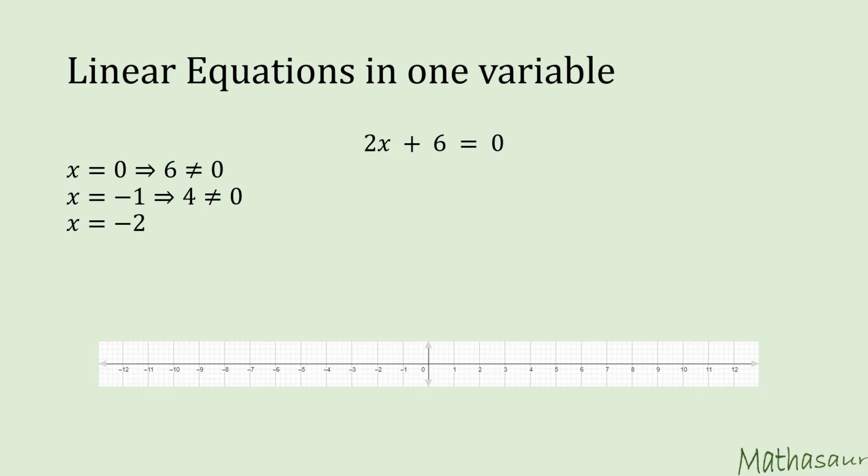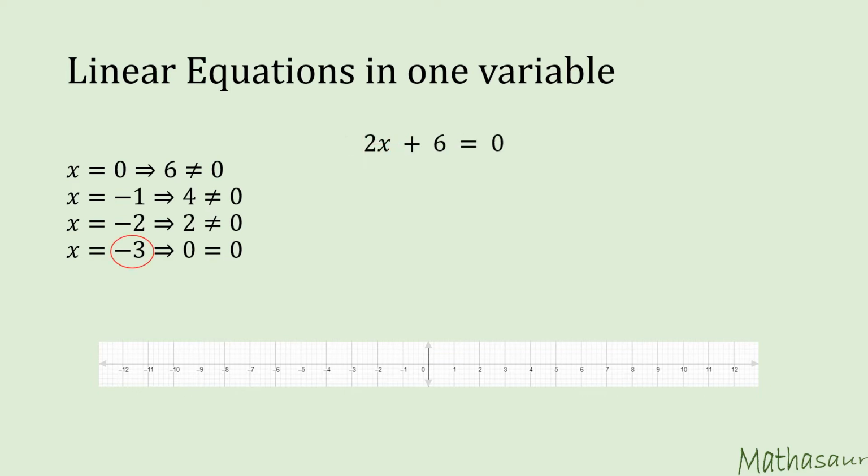Let us try x equals minus 2. We get the left hand side as 2. It is still not equal to 0. Please note that the value on the left hand side is decreasing, which means that we are on the correct path. Now let us try x equals minus 3. This time we get the left hand side as 0 and the equation is satisfied.